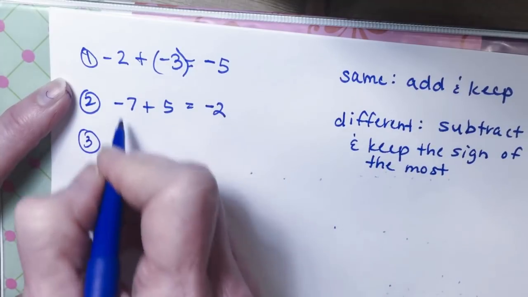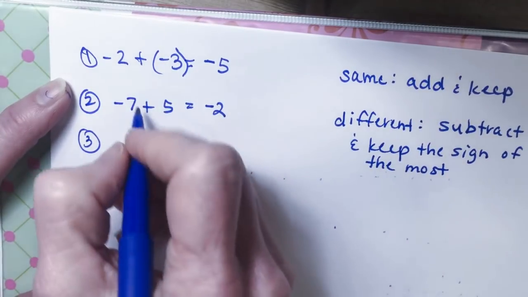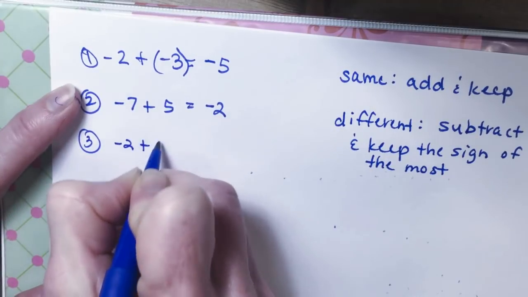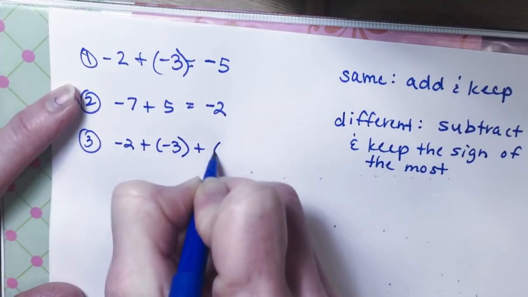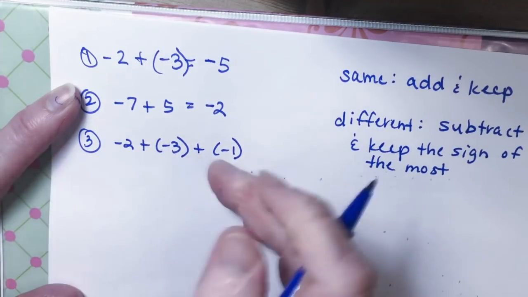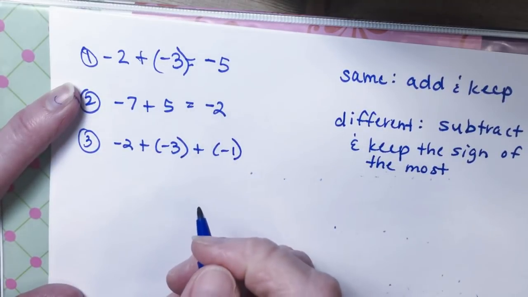Again, if you have more than one set of integers to add, so let's say I have -2 plus -3 plus -1, I'm just going to do 2 at a time. Or a shortcut is to do all your negatives and then all your positives and then add them together.